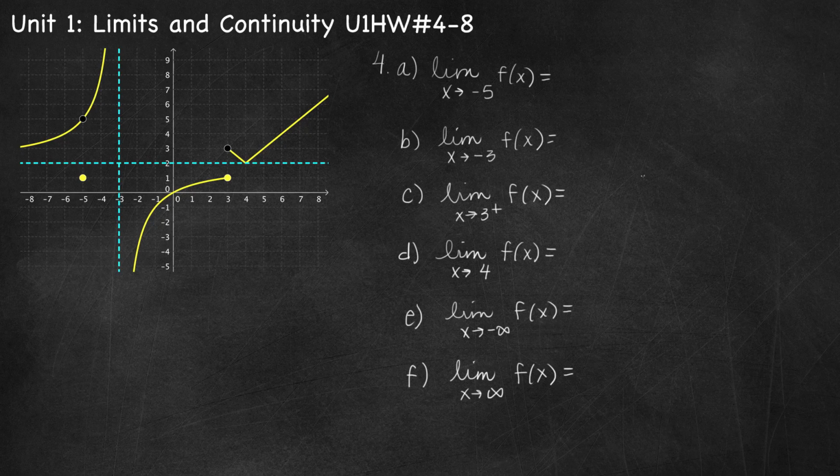Hello, in this video I'll be working through Unit 1 homework problems 4 through 8. And in number 4 we're evaluating limits. So part A asks us to find the limit of f of x as x approaches negative 5. This is a two-sided limit, so we will have to check from both directions. Here's our x value of negative 5.